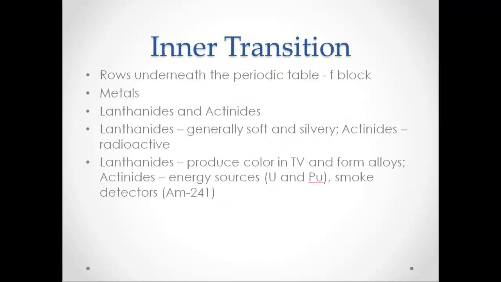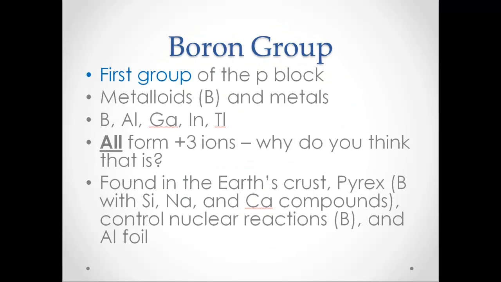Alright. Okay, so then after the transition metals, starting with group 13, we have the boron group, named because it starts with boron at the top of the group. This is your first group of the P block of elements. They contain a metalloid. Okay, boron is a metalloid. We're going to talk about the difference between a metalloid and non-metal in a future video or in the class.